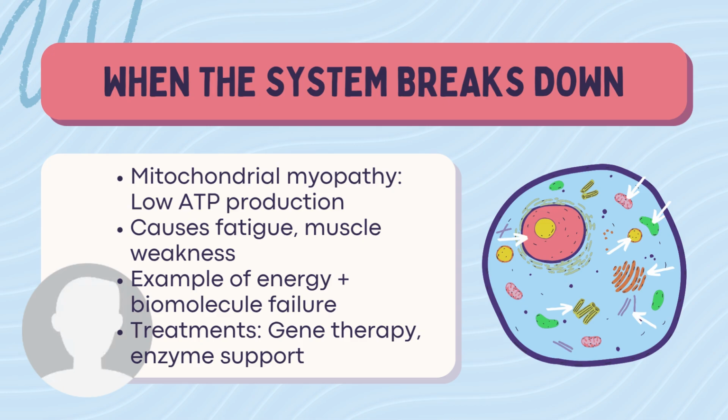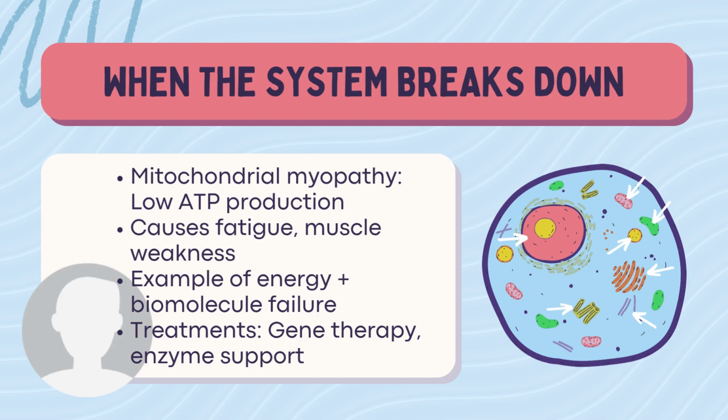Let's look at a real-world example: mitochondrial disease. This is a group of disorders caused by mutations in the mitochondrial DNA. Since mitochondria are responsible for producing ATP, someone with this condition can't make enough energy for their cells. One specific type is called mitochondrial myopathy. People with this disease often feel weak, have trouble with muscle coordination, or tire easily. That's because their cells don't have enough energy to function properly. It's like trying to run a phone on 1% battery. It just doesn't work well.